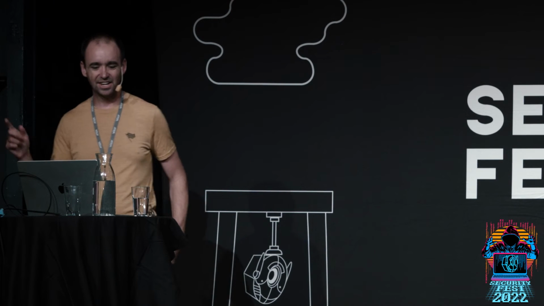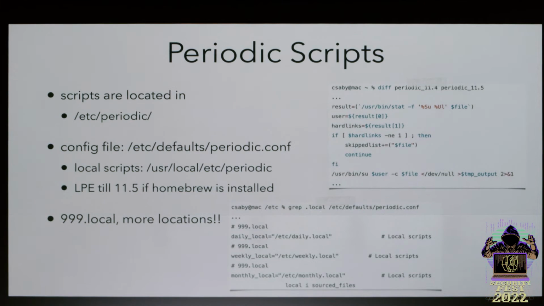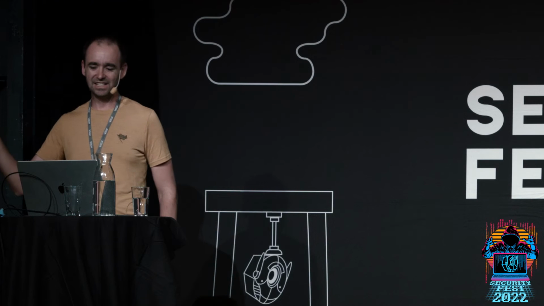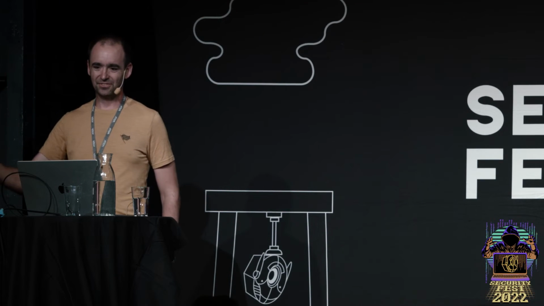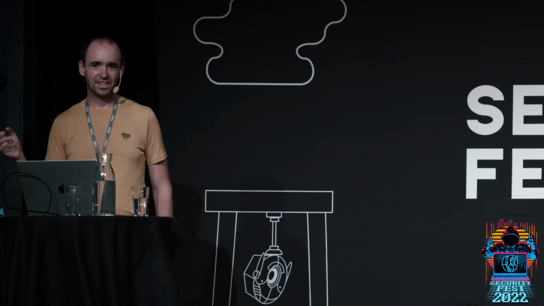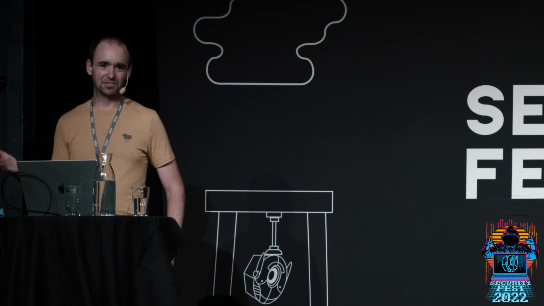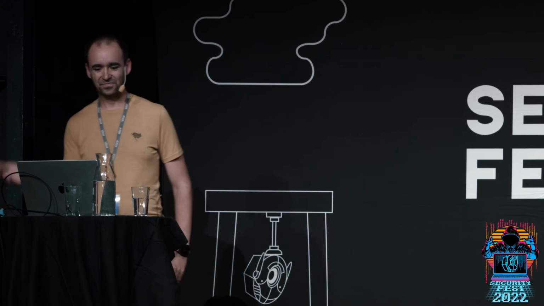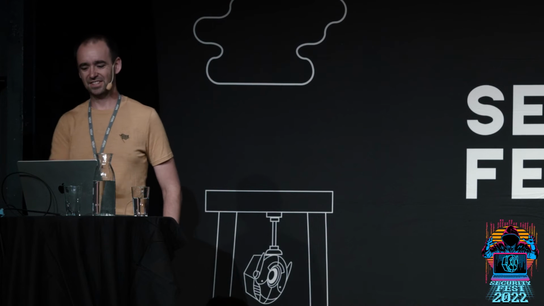But we can still do that. The 999.local script defines more locations, and what it will do, it will execute the scripts we can see there, like the daily local, which is /etc/daily.local, and there is one for weekly and monthly local. These files don't exist by default, but if we manage to create them, the 999.local, which runs as root, will execute these as well.